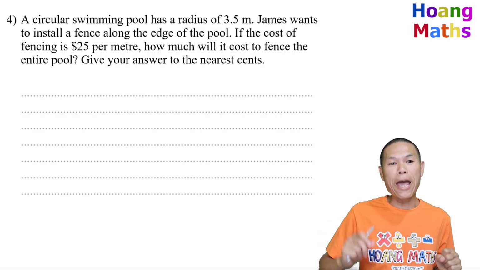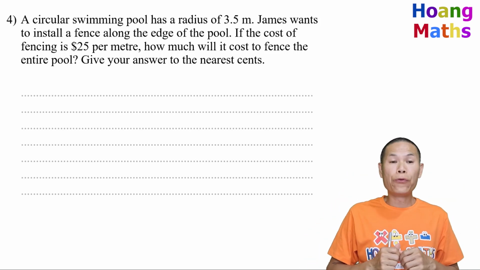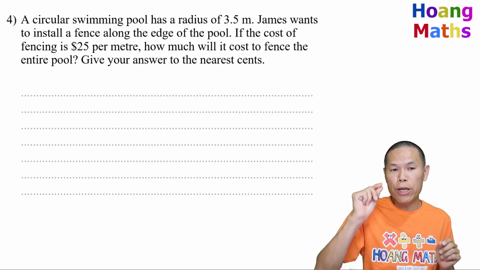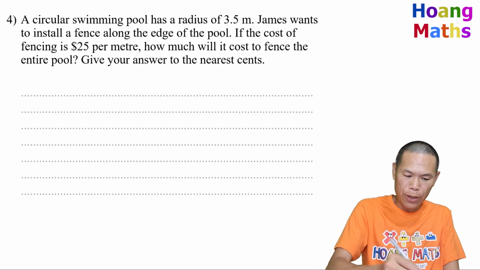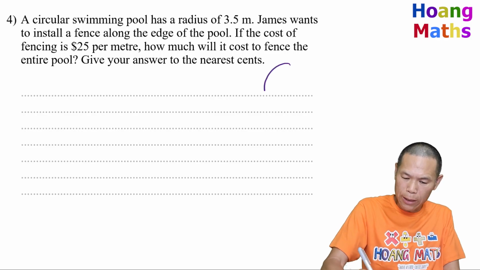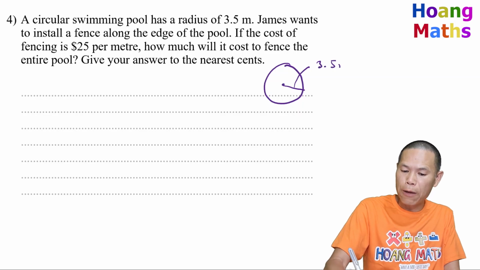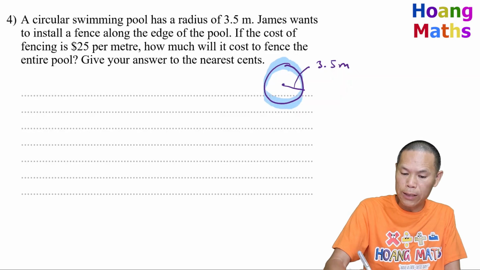Hi there, I'm back. How did you go? Let me just go through it with you. First of all, we know that the radius of the swimming pool is 3.5 meters. Let me just draw the diagram out first. So we have a circular swimming pool with the radius of 3.5 meters. And we need to find the cost of the fencing. So that is the circumference of a circle.